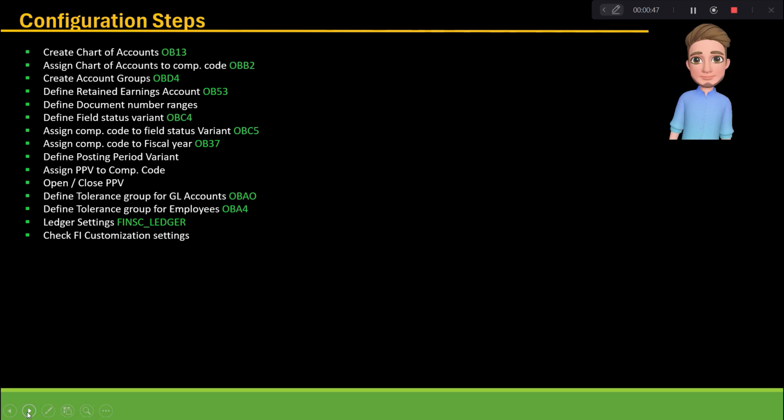Okay. So we are going to look into how to create chart of accounts, how to assign chart of accounts to company code, creating account groups, define retained earnings account, define document number ranges, define field status variant, assign company code to field status variant, assign company code to fiscal year variant, define posting period variant, assign posting period variant to company code, open or close posting period variant, define tolerance group for GL accounts, define tolerance group for employees and ledger settings, and check FI customization settings. Okay, now all of this we are going to look into.